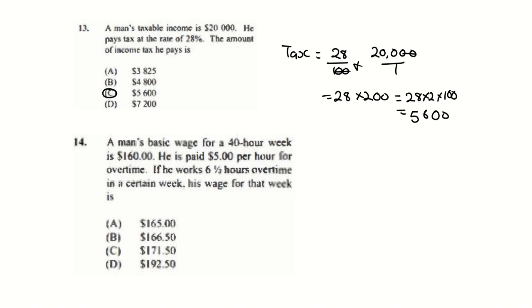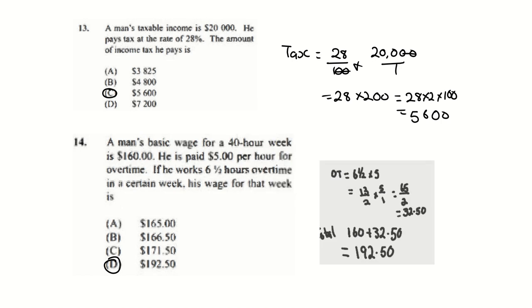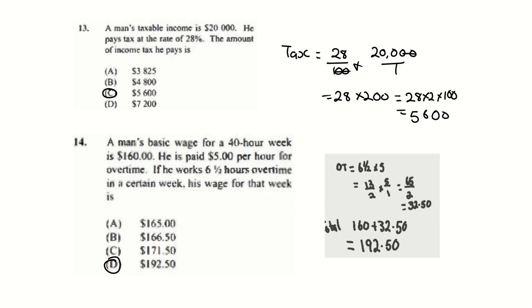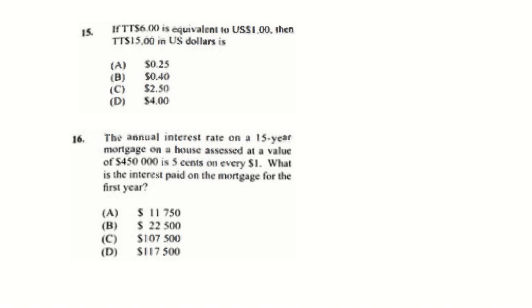Right, a man's, we did this question already, his total wage is 192, right? Overtime would be 32.50, and then his basic wage is 160, so his total is this. Right, let's do the next here. This is a repeated question, we only saw it once, it was 250, right? TT to US, it was 250.